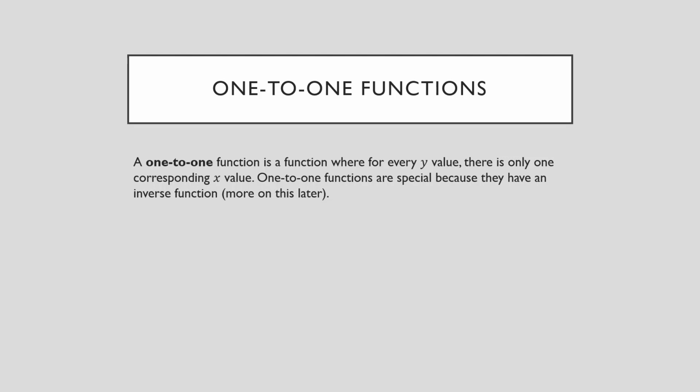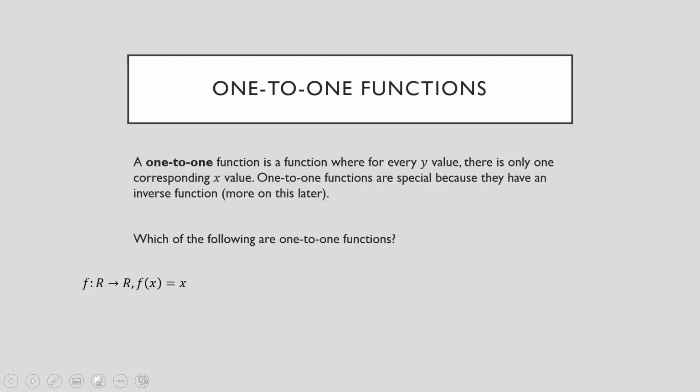Why do we care about whether or not a function is one-to-one? Well, we'll see later on when we do another series that they're special because they have an inverse function. Now we don't know what that is at the moment, so we'll talk about that later, but that's why these one-to-one functions are special. So let's try and figure out which one of these following examples are one-to-one functions.